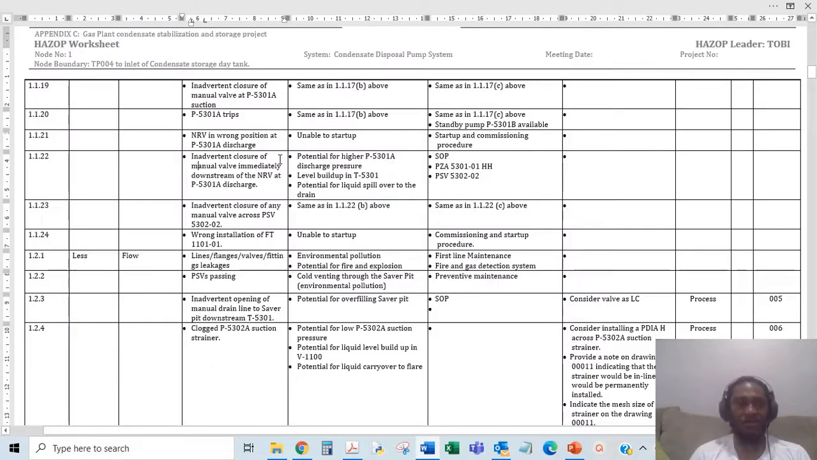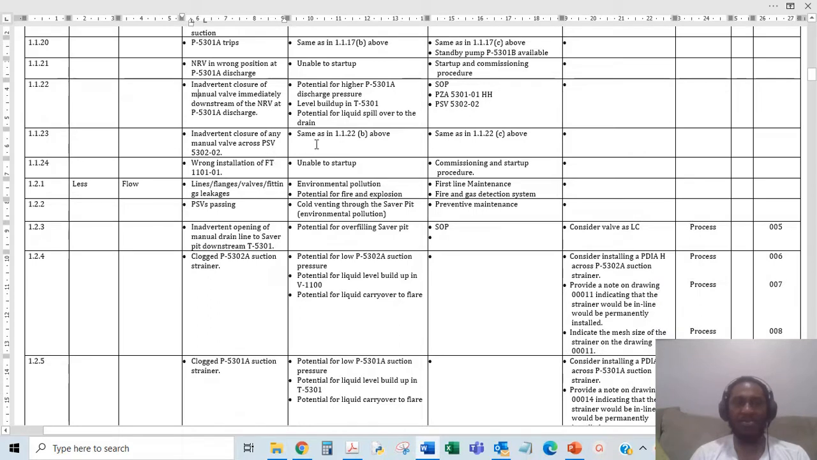Okay, so potential for higher discharge pressure, level build up in this, potential for spillover. We have your trips, we have your PSV, and we have your SOP. And then we also looked at the PSV in any of the manual valves across the PSV, which I just explained. Then wrong installation of the flow transmitter, unable to start up, because the flow transmitter only allows flow in one direction because it's actually calculating the flow.